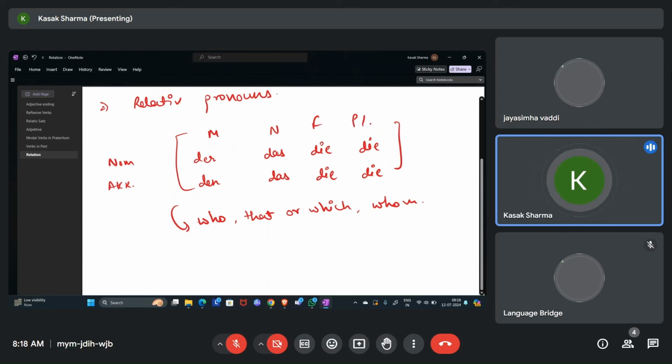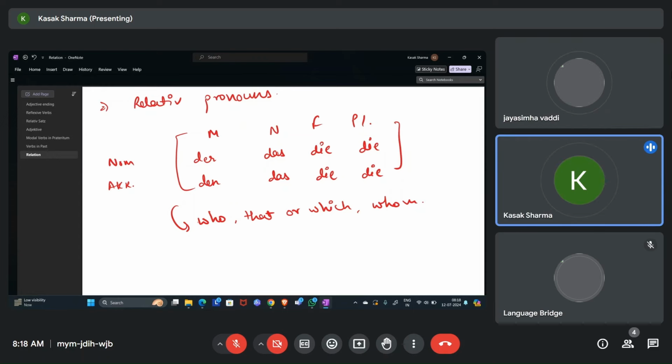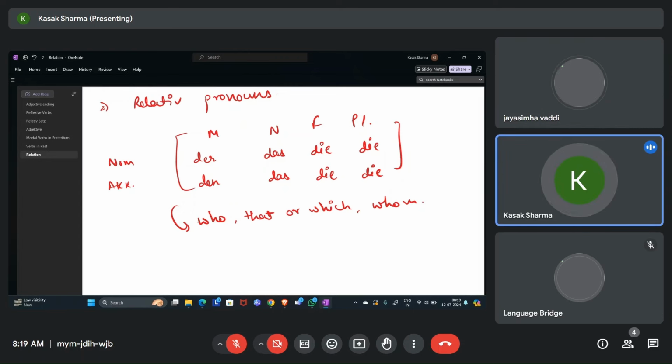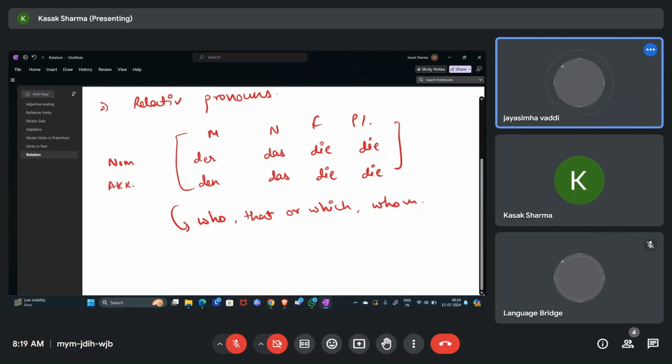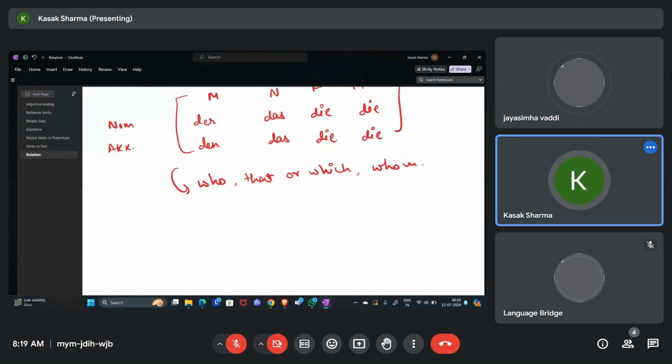Okay, for example, if I talk in English, we say, that is my dog who is running. So here, who is my relative. And this who is providing additional information about a dog which is already present in a Hauptsatz. We have our relatives: der, das, die, and den, das, die.